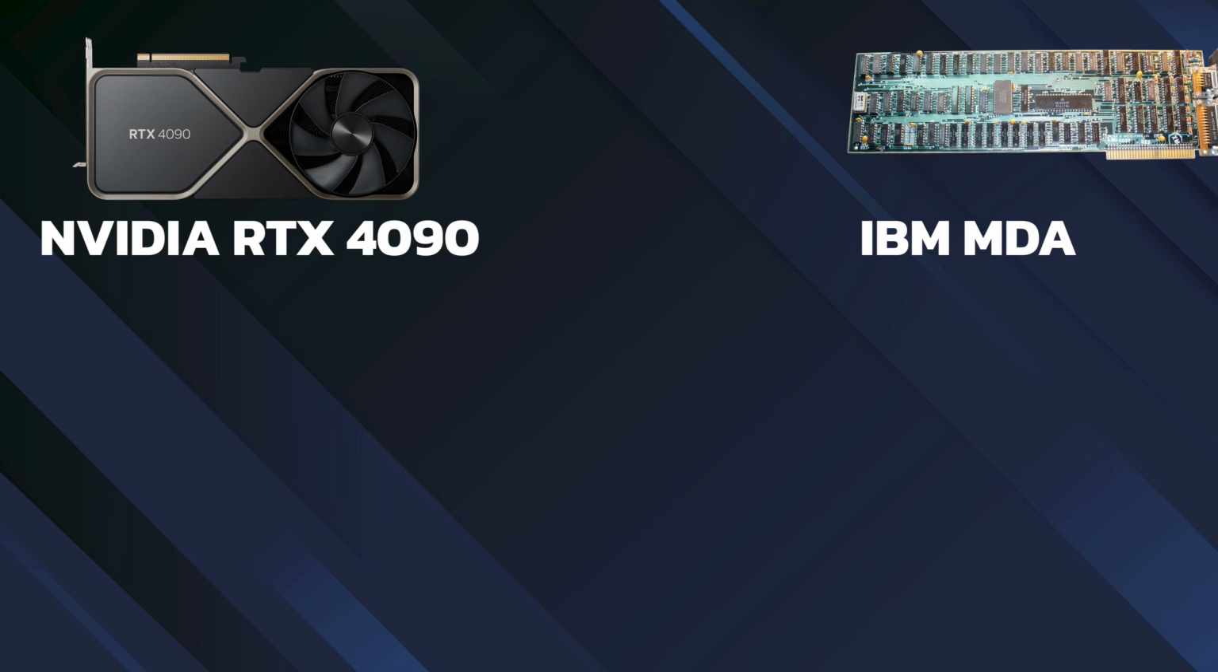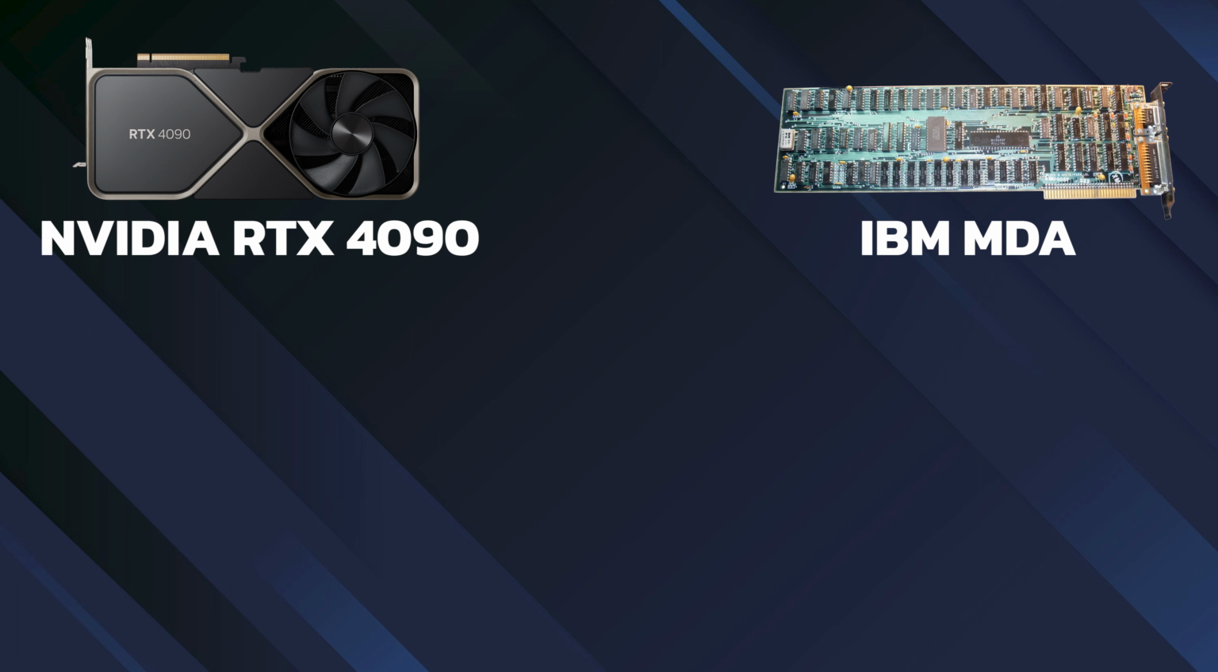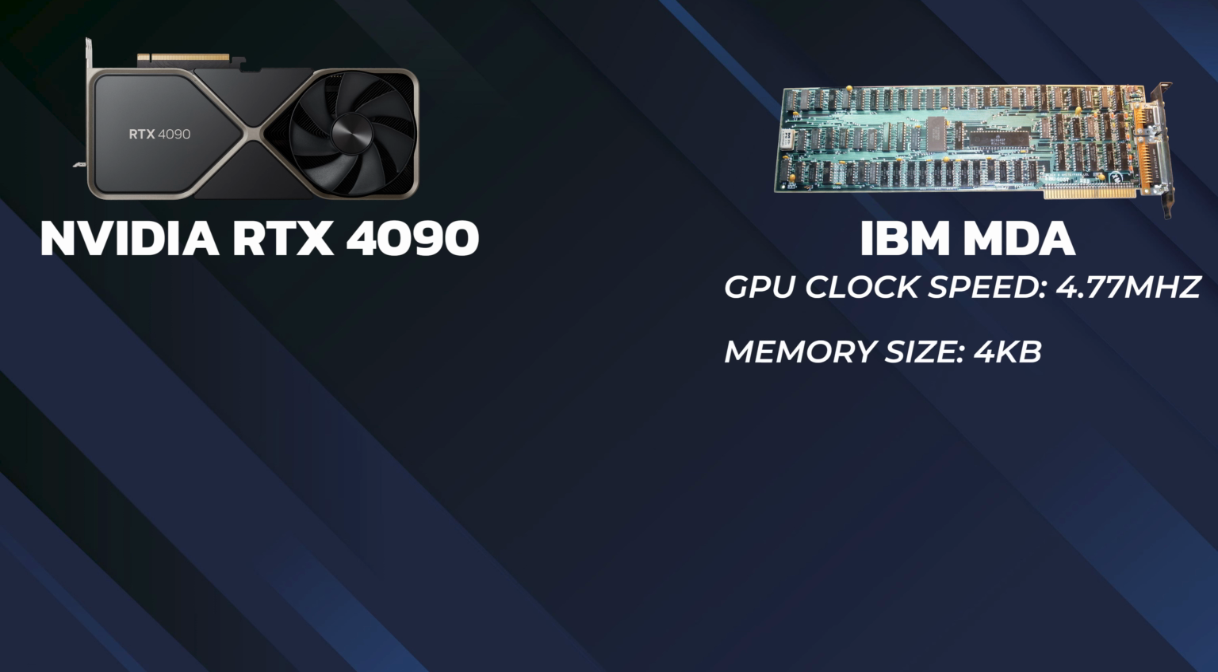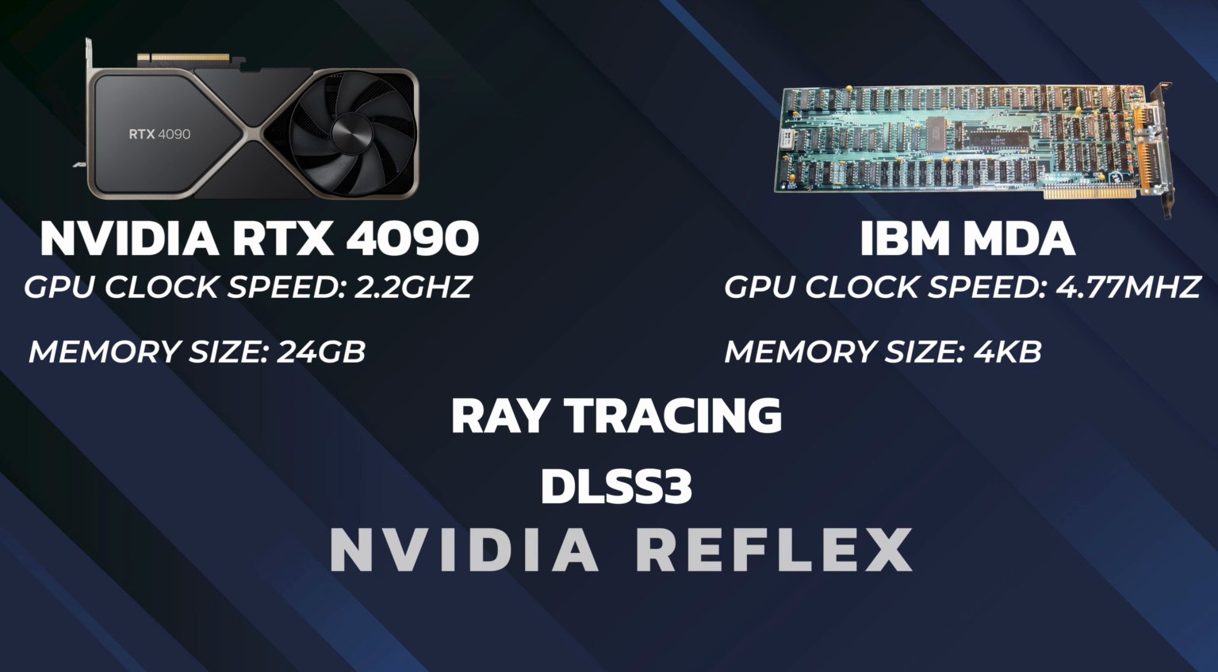The IBM MDA is a simple graphics card that can provide monochrome and low-resolution images. The GPU speed is 4.77 MHz. The image memory is only 4 kilobytes. The RTX 4090, on the other hand, is powered by Nvidia's Ada Lovelace architecture and has 24 GB G6X memory. The GPU speed is 2.2 GHz. It also supports advanced technologies such as ray tracing, DLSS 3, and Nvidia Reflex.